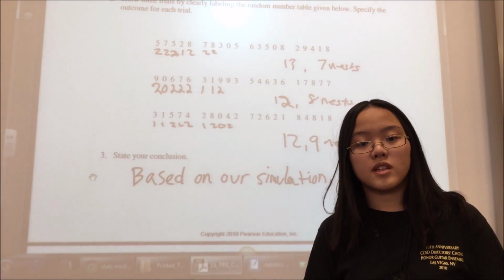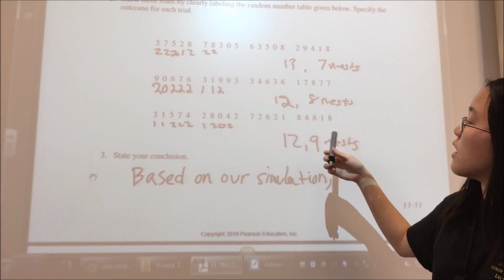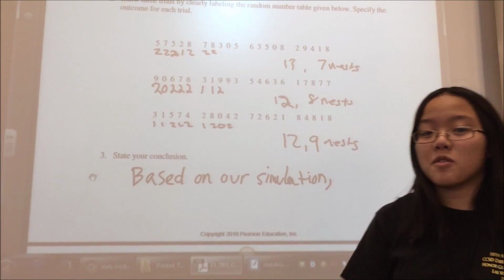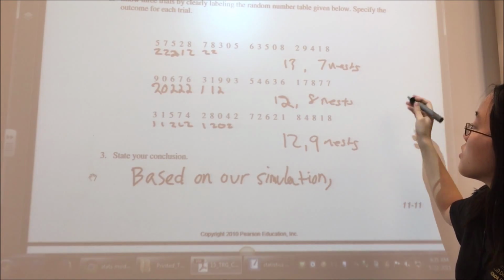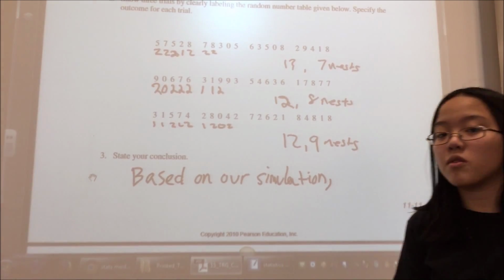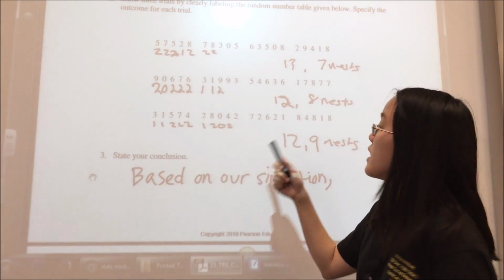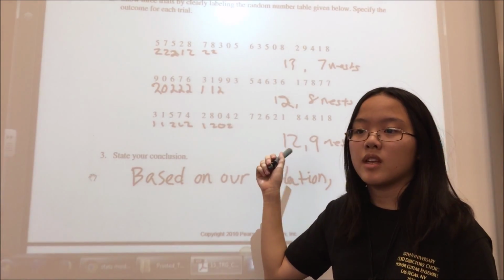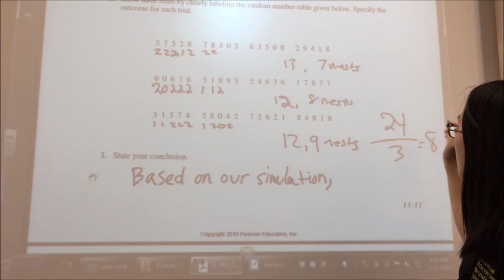So based on our simulation, we found an average of, and we all remember how to find the average, right? So we add up the nests that we all found, so 7 plus 8 plus 9 should equal 24. And then we divide it by how many trials there are. So divided by 3, that gives us 8. So 8 is our average.